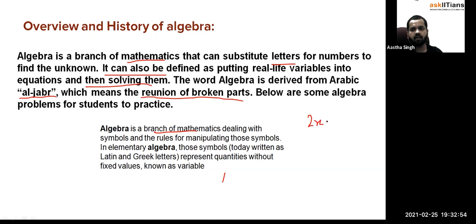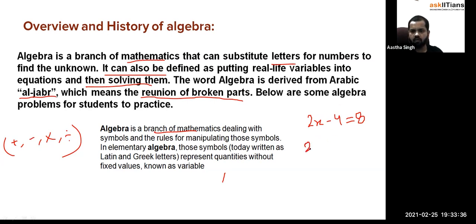Like the earlier example, 2x minus 4 is equal to 8. To find out the value of x, your minus 4 will go to the other side, and the sign changes. Addition and subtraction are basically algebraic tools, and multiplication and division are multiplicative tools which are used to find out the value of the unknown or variable. So there are certain rules: the minus sign will go to the other side and become positive.